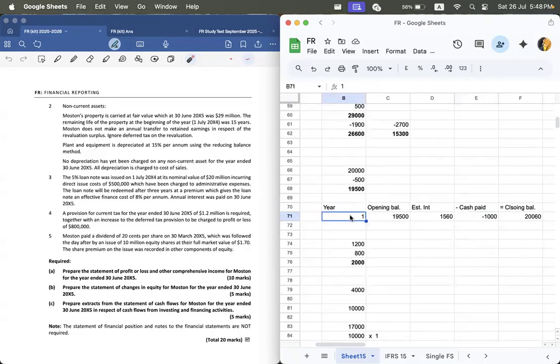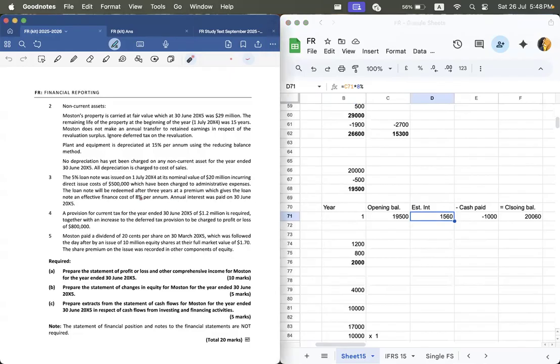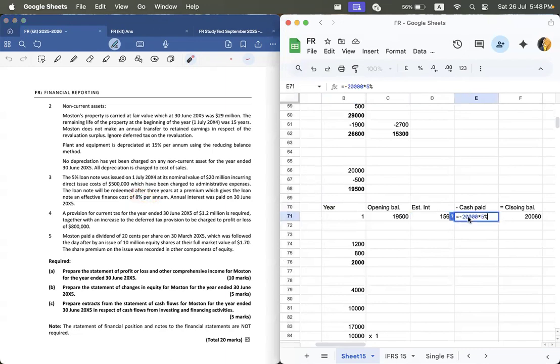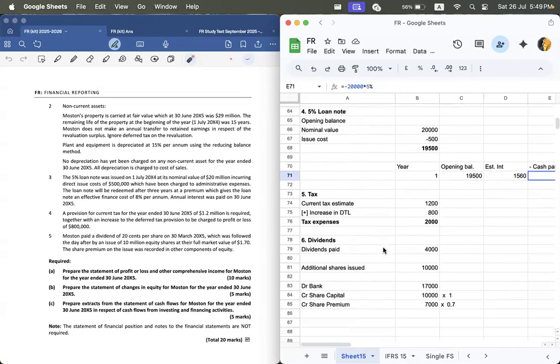So we have the opening balance since it is taken on 1st July 2004. There is only 1 year. Okay? And then you're going to take the opening balance here. Then they have already told you the estimated interest is at 8 percent. You're going to deduct 20,000 into 5 percent and then the closing balance. Clear? So that part is done.